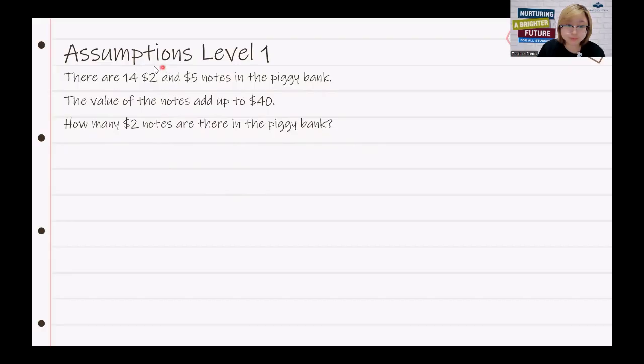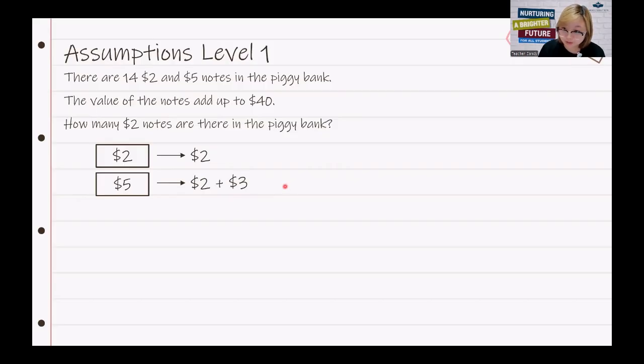Okay, so we are comparing $2 and $5 notes right now. There are 14 pieces of notes, just that we don't know how many notes are $2, how many notes are $5. So let's take a look here. For $2 notes, we know the value is $2. And for $5 notes in comparison, it's $2 plus extra $3 as compared to the $2. So it's $3 extra. Again, I have 14 pieces of notes.